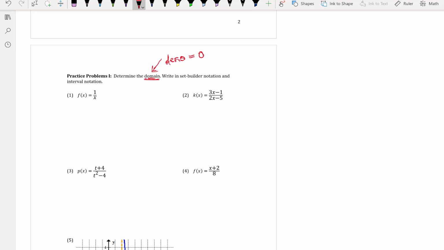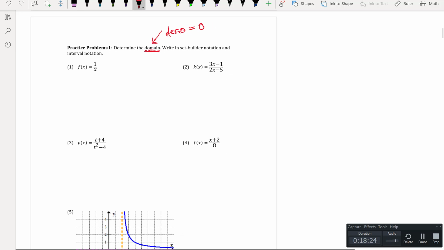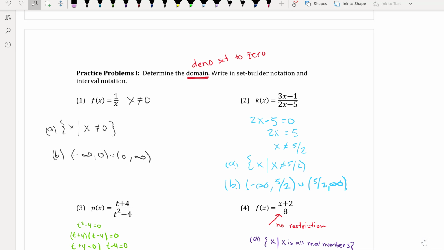So this is where I'm going to press pause, and you guys are going to work on these, and then I'll show you the answer. So please press pause now. Okay, so you guys hopefully have pressed unpause.